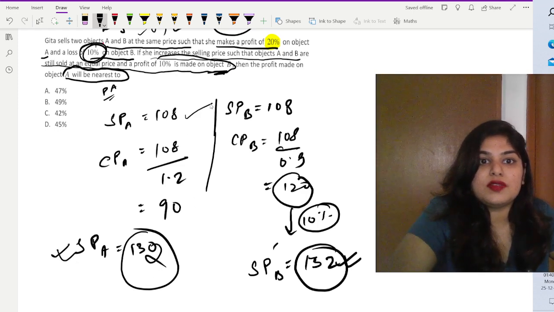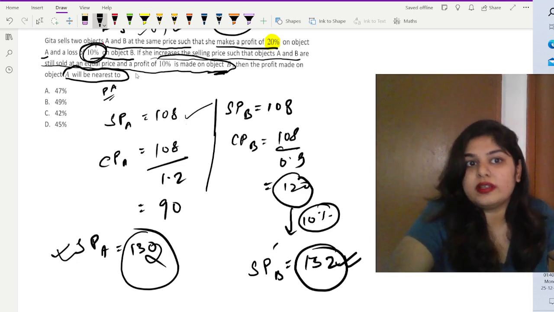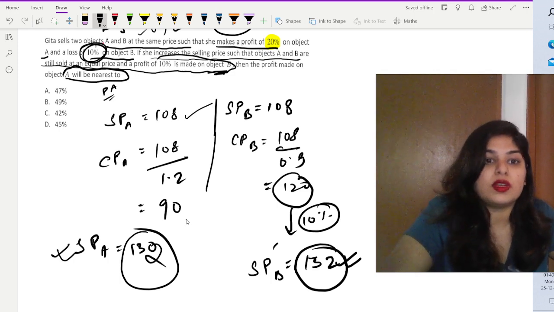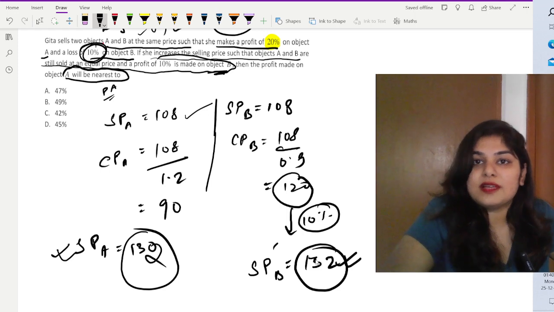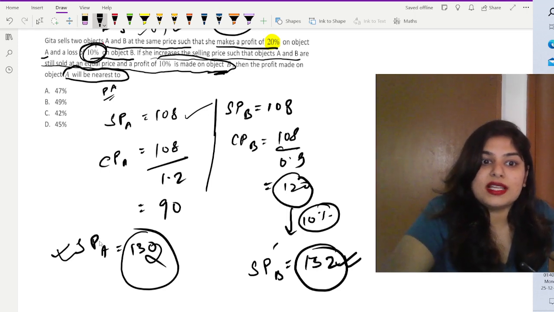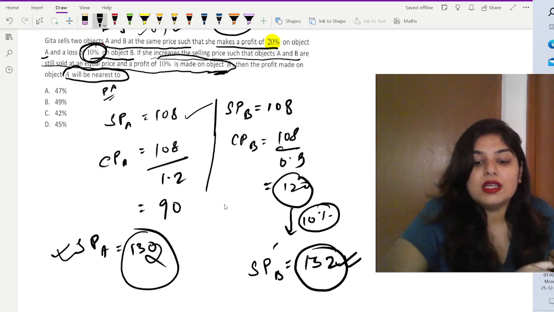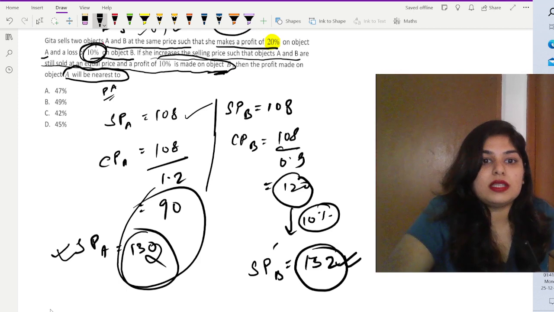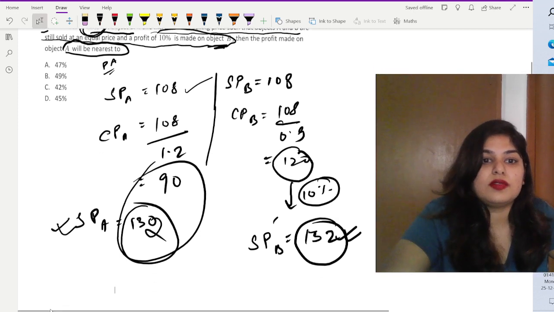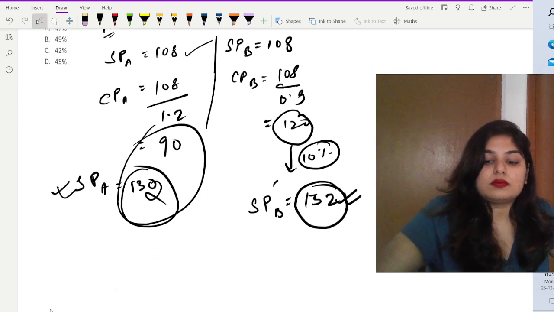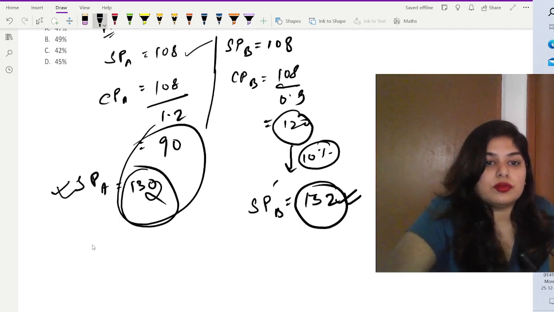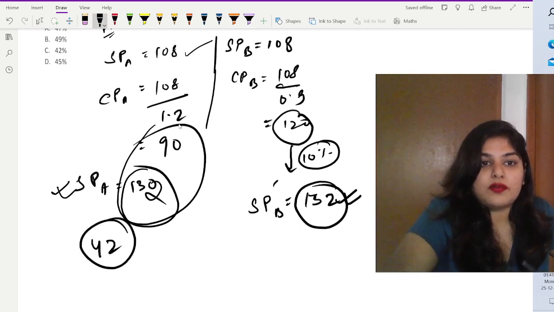Earlier when she was selling at 108, she was earning 20% profit. Now, in order to earn 10% profit on object B, the selling price is 132, which is equal to the selling price of A, which is 132. So how much is the increase in the profit made? How can we find that out? That is the difference between these two, 132 minus 90, correct? Which is 42. That is the profit upon the cost price, that is 42 by 90 into 100.